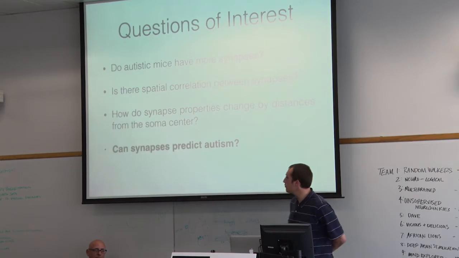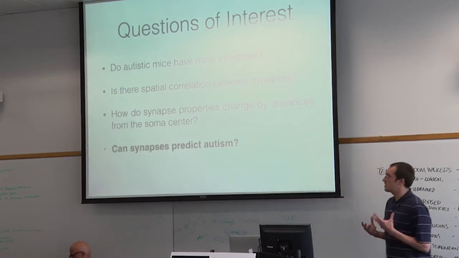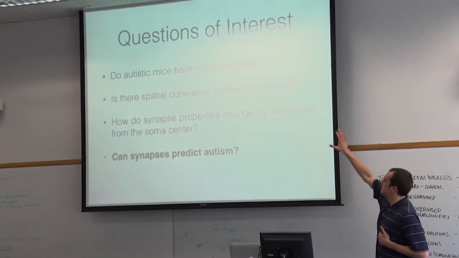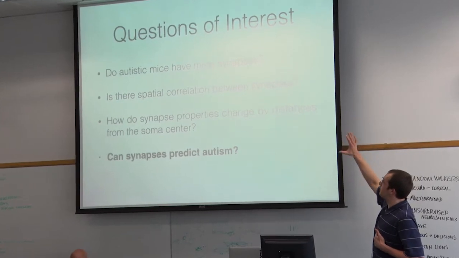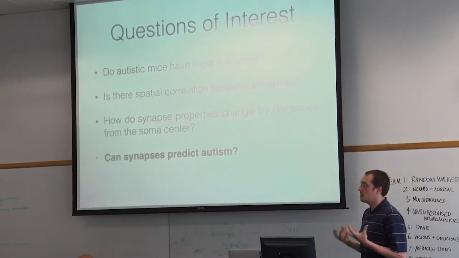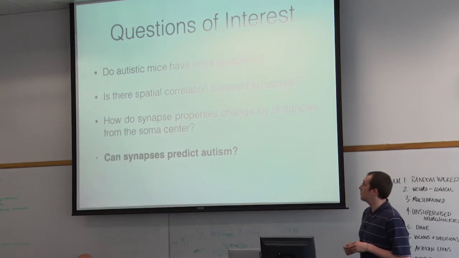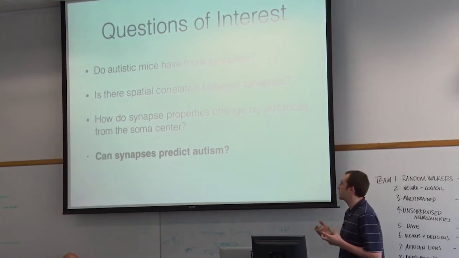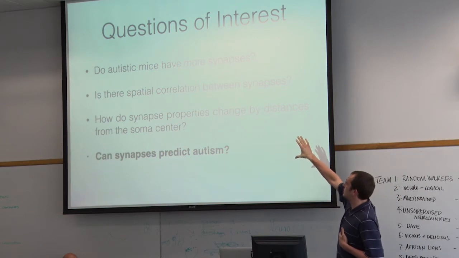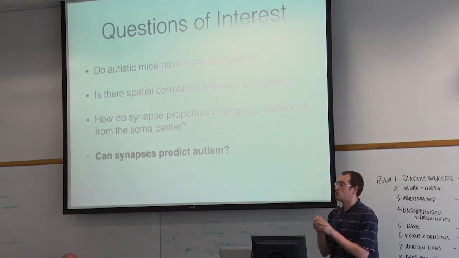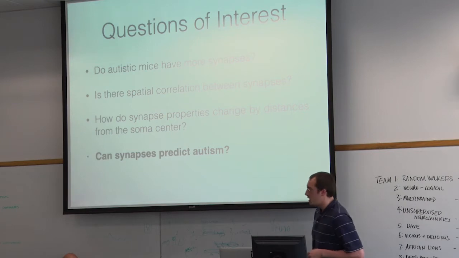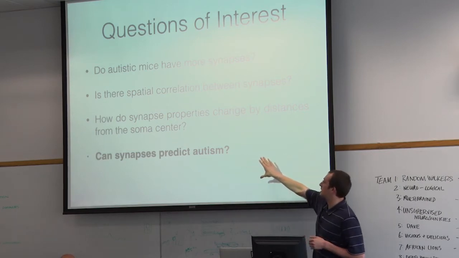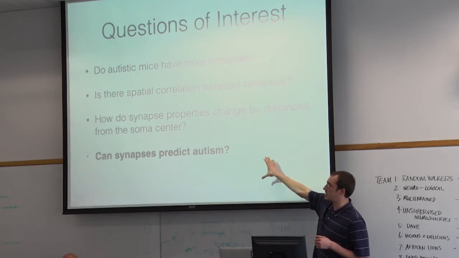What we're interested in here is a couple of different questions. The first is that there's a theory that autistic mice will have either more or fewer synapses. The second thing we want to look at is whether there is a spatial correlation between synapses and the synaptic properties. The final thing we want to look at is whether the synapse properties change as you move to different parts of the neuron. And then ultimately, we want to put it all together to say, can these synapses help us predict autism?